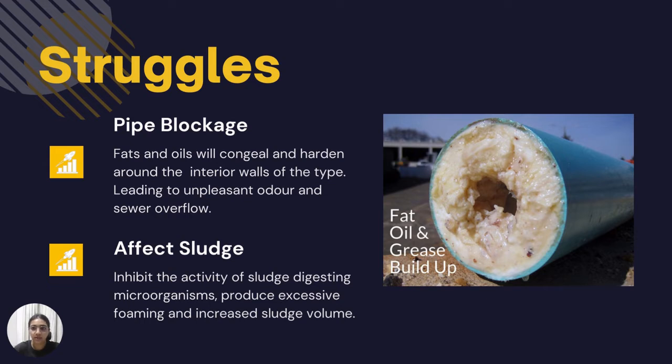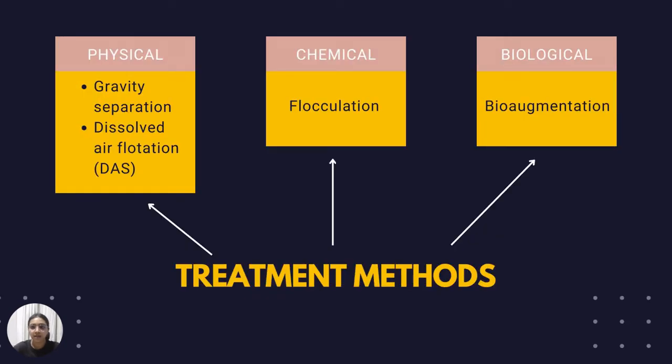For instance, they will cause blockage in the sewer system by congealing and hardening around the interior walls of the sewer, which will lead to unpleasant odor formation and sewer overflow. Moreover, they can also inhibit the activity of sludge-digesting microorganisms, produce excessive foaming, and increase sludge volume. The treatments for fats and oils in wastewater are separated into three types, which are physical treatment, chemical treatment, and biological treatment.